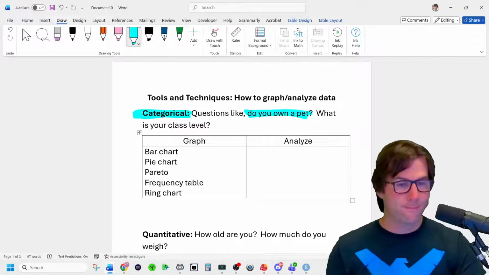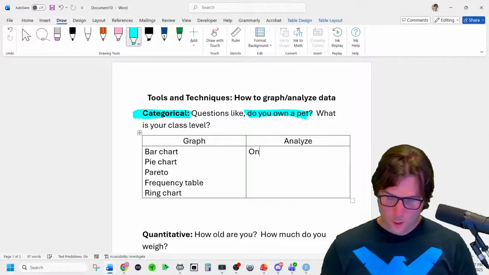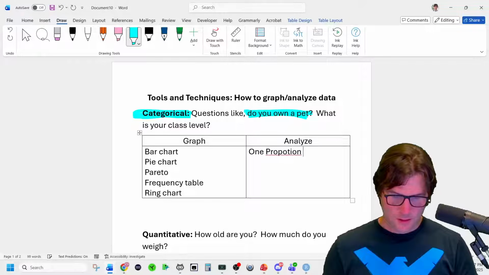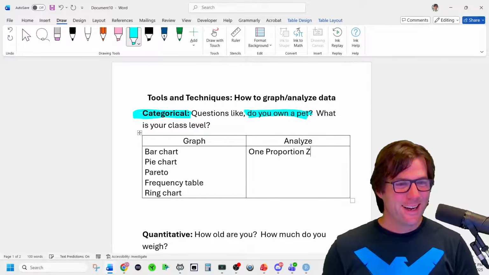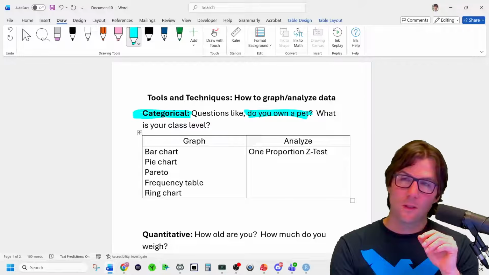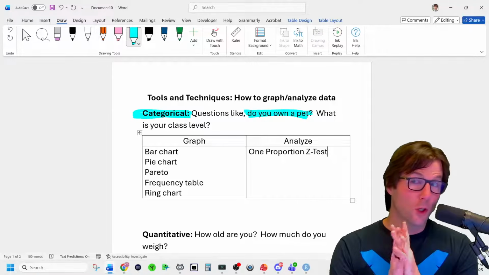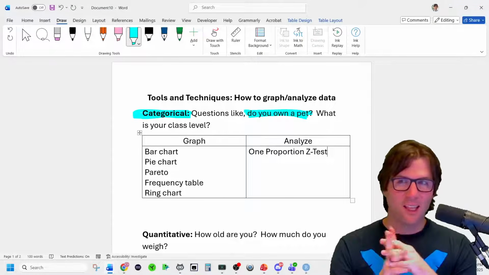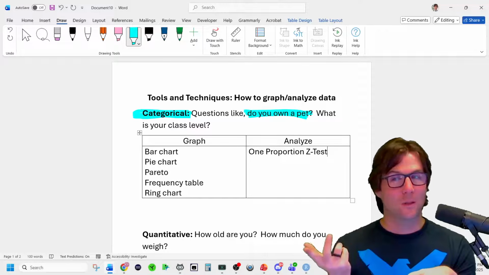Yes, it is with Z. Great job, Logan. One proportion z-test. Do we know the tables, or is it just that you should know a good bit of it? The more you know, the better. But like classic bar. Ring, not so much.